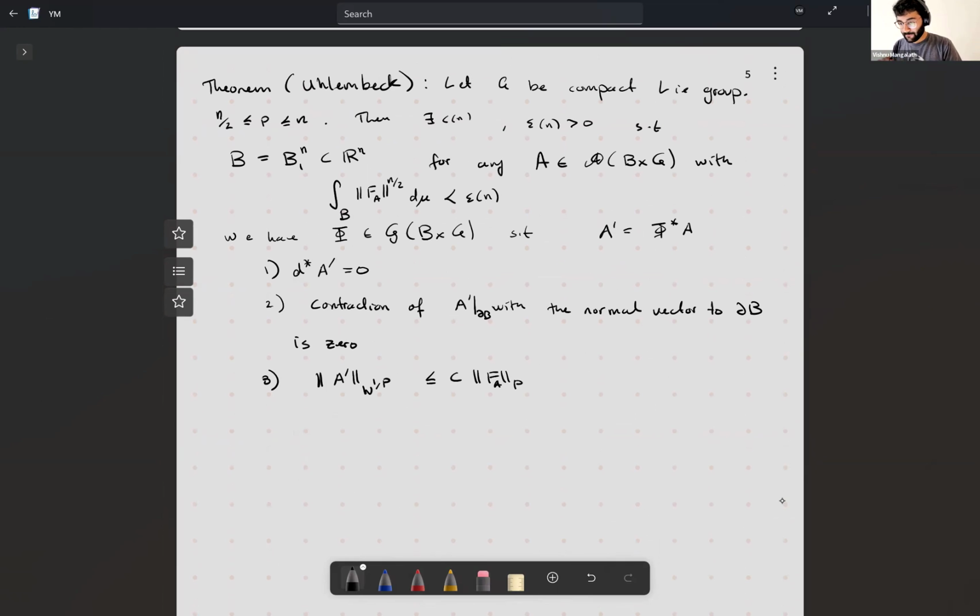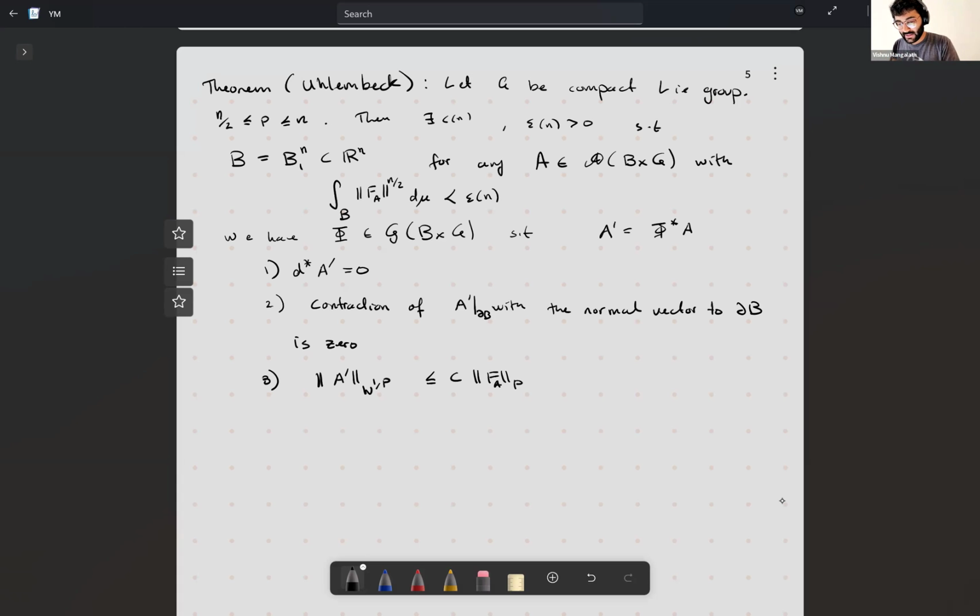Firstly, it satisfies this divergence free property, which is the main property we want. On the boundary of the ball, the contraction of this connection with the normal vector to the boundary of the ball gives 0. We also have control over A' in L^p, but we also have control over its derivative in L^p by the p norm of the curvature, which is better than expected, especially for the original thing where we would probably only expect to get control over A under curvature.